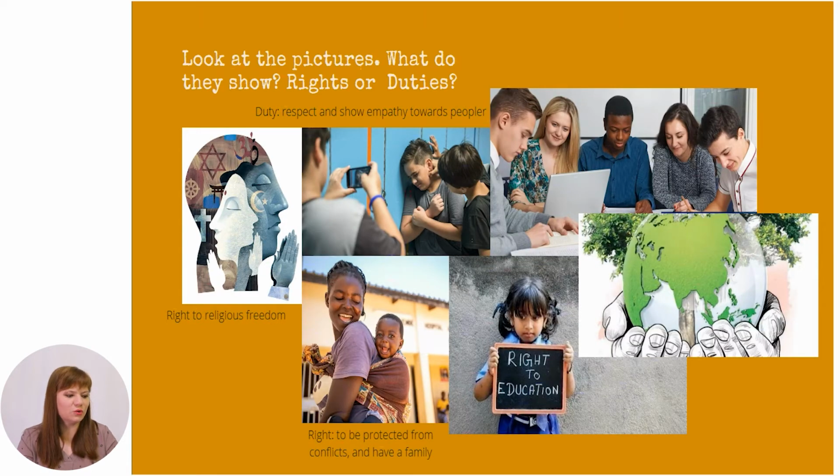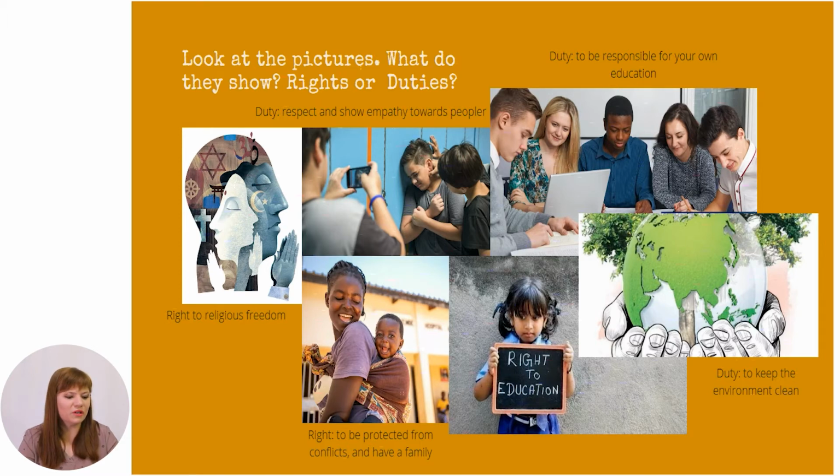Then we have a right to be protected from conflicts and to have a family. It is a right. Every person has the right to have a family and to live in peace. This picture represents a duty to be responsible for your own education. And the last picture represents a duty to keep the environment clean. So everyone should keep everything under control if we want to drink clean water and eat healthy food. And of course the girl has a right in her hand, the right to education.